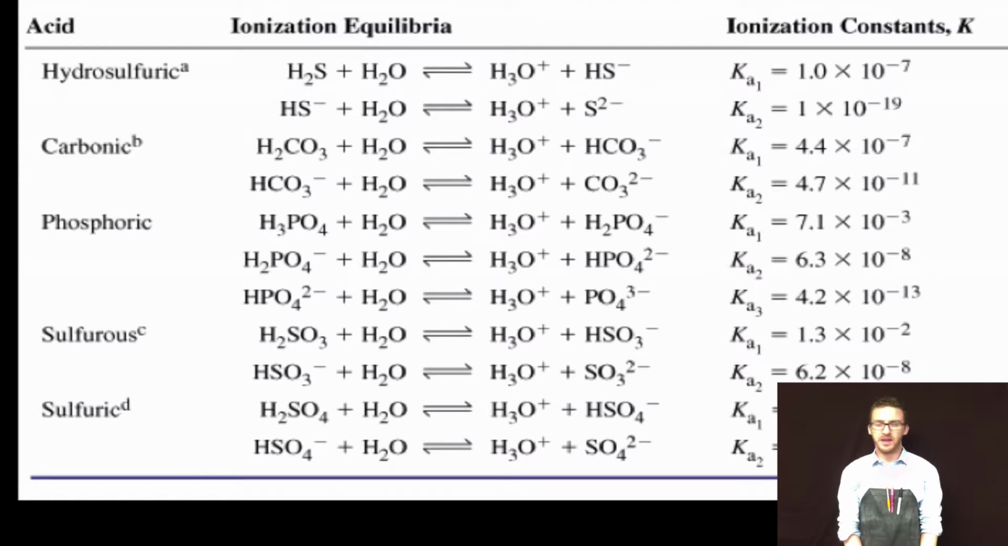So take a look at this chart that represents the Ka values for several polyprotic acids. Notice that the Ka values, for example, in hydrosulfuric acid, differ by huge factors. Ka1, or the first ionization, that first hydrogen ion, has a Ka of 1 times 10 to the minus 7. Ka2, or the second ionization, 1 times 10 to the minus 19. So even though H2S is a weak acid, HS- is an even weaker acid.